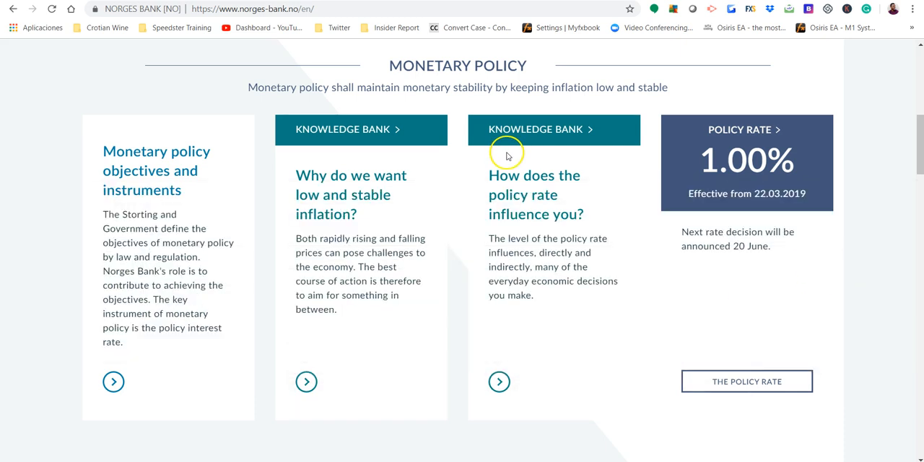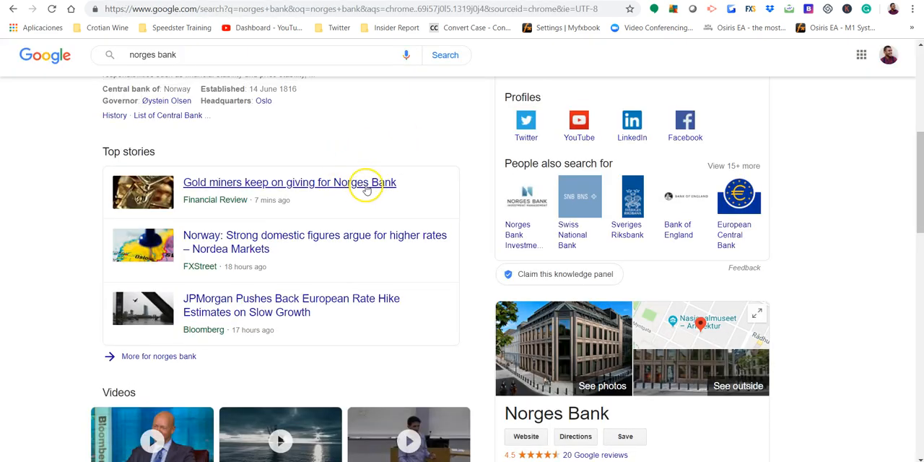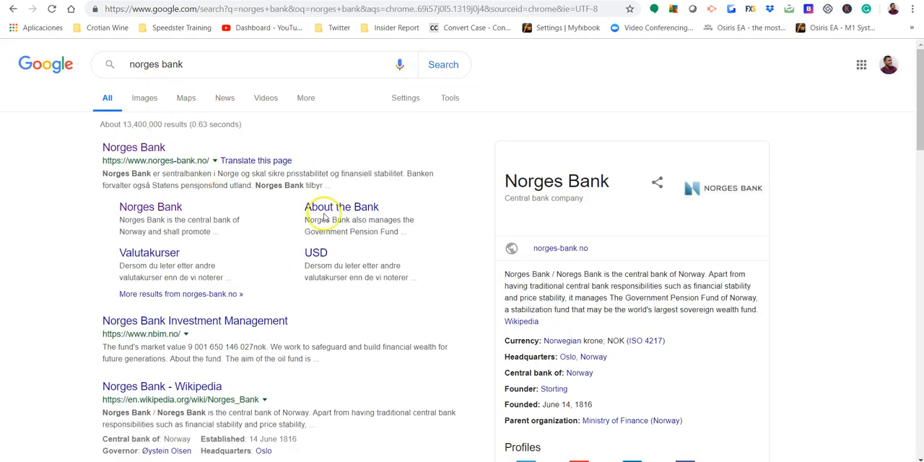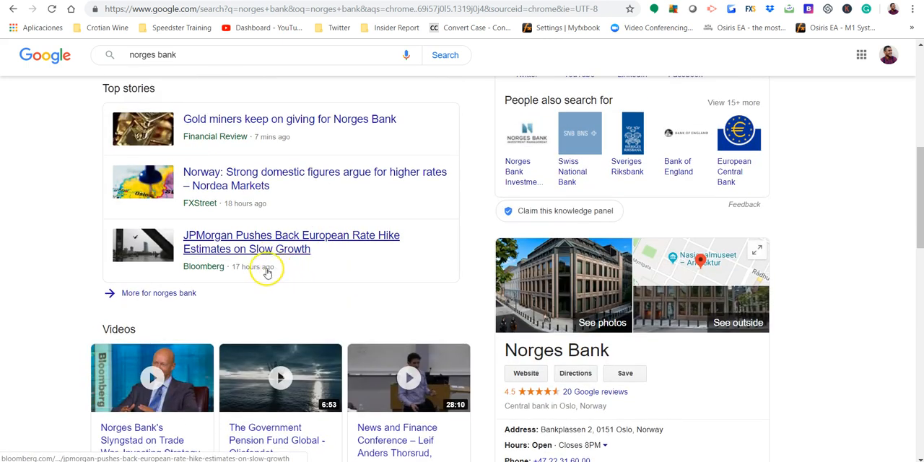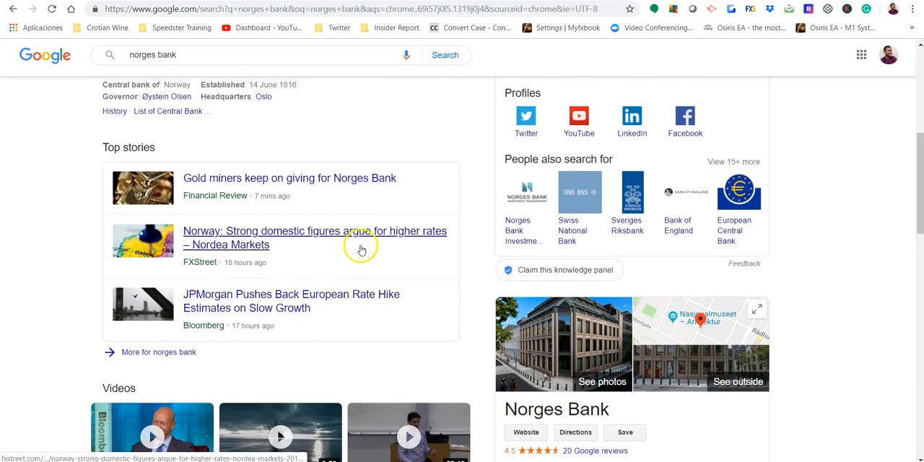Now, we have all that fundamentals. Also, if you do a Google search on Norges Bank, you have a couple of articles, 17 hours, 18 hours, 7 minutes ago. For example, this one published by FX Street, strong domestic figures argue for higher rates. That's absolutely to the point. This is the reason why BOC, Bank of Canada, didn't cut rates, because they were pretty stable and they want to use that when they're against the wall.